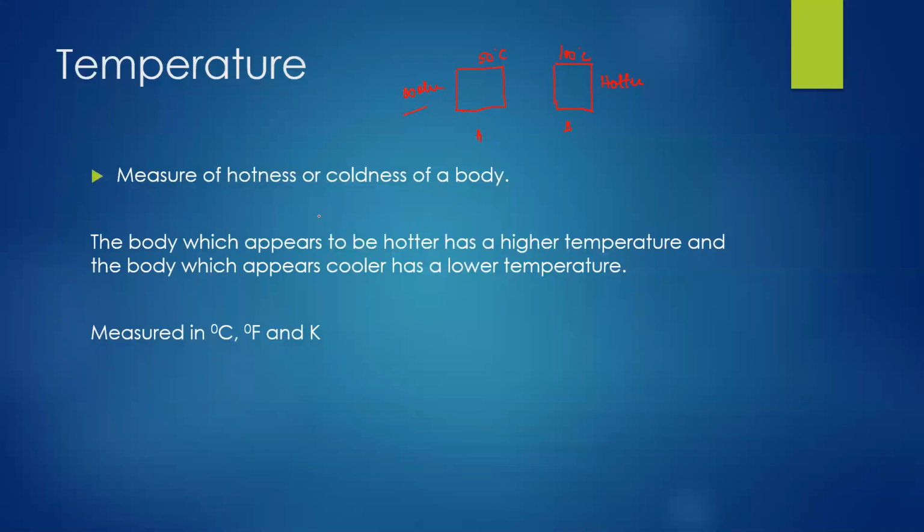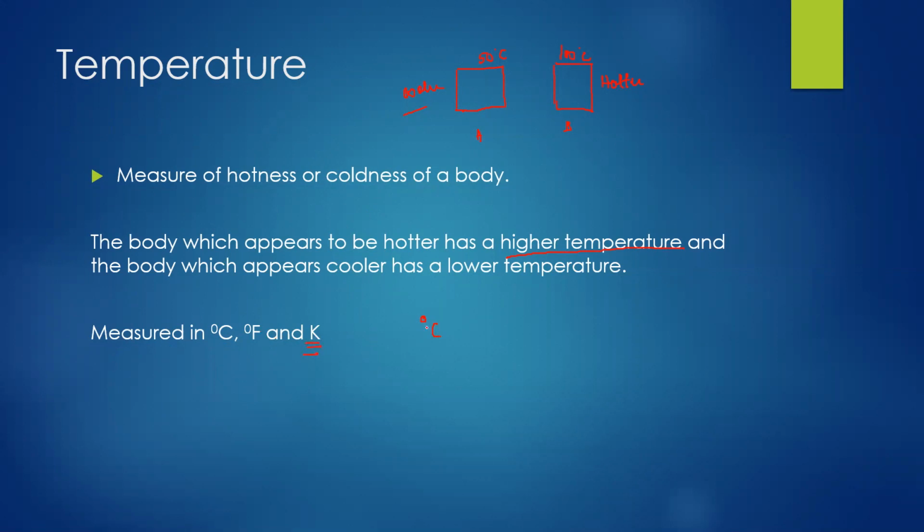The body which appears to be hotter has a higher temperature, and the body which appears cooler has a lower temperature. This is a general phenomenon. Temperature is measured in degrees Celsius, degrees Fahrenheit, and Kelvin. In the previous few videos, we have introduced the unit conversions with respect to degrees Celsius, degrees Fahrenheit, and Kelvin, but I'll again mention that. Kelvin is the SI unit for temperature.